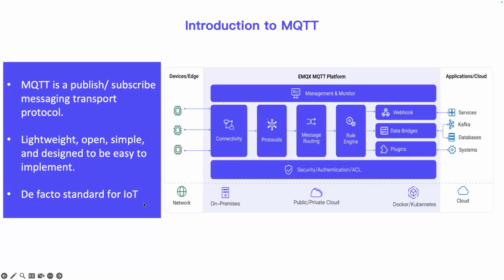With MQTT you can deploy different levels of quality of service. Those three levels are at least once, at most once, and exactly once. So based on your needs, you can adjust that quality of service to make sure you're getting the message retention that you need.